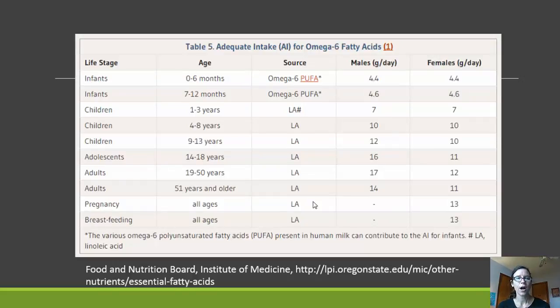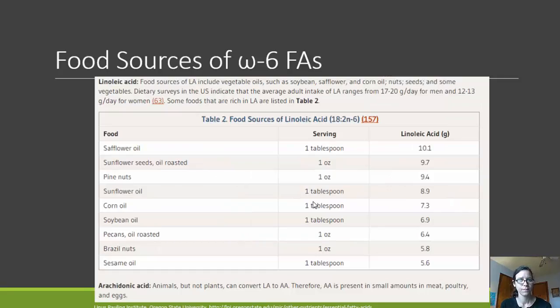Here are the adequate intake levels for omega 6 fatty acids for various groups. And here are the food sources in which we can find those omega 6s. So it's mostly our seed and bean oils. Safflower oil is the highest, then sunflower seeds and oil, pine nuts, sunflower oil, corn oil. So you can see we've got these vegetable oils, especially corn oil, that we see in high quantities in the Western diet.